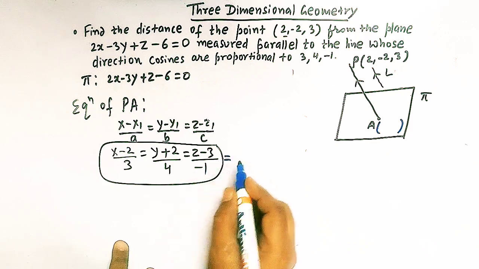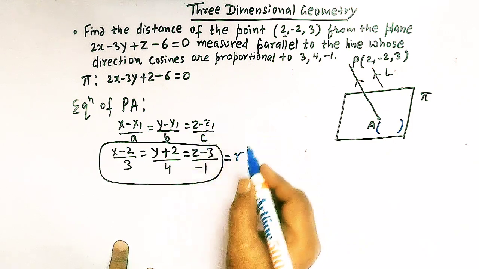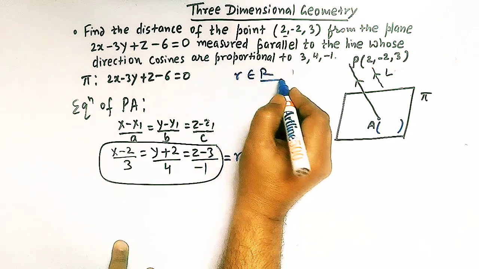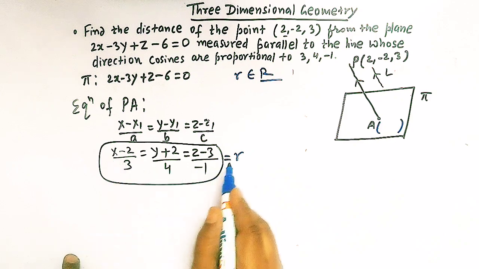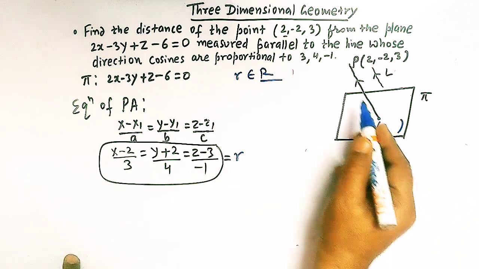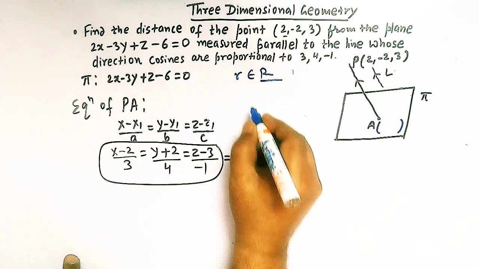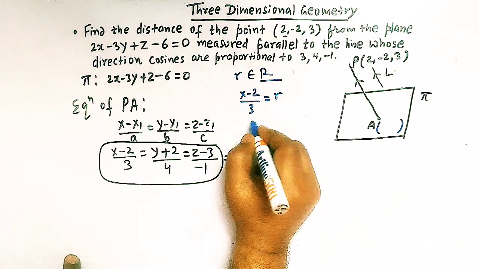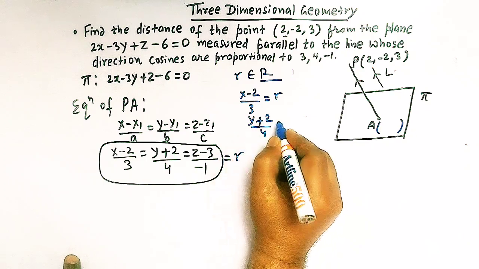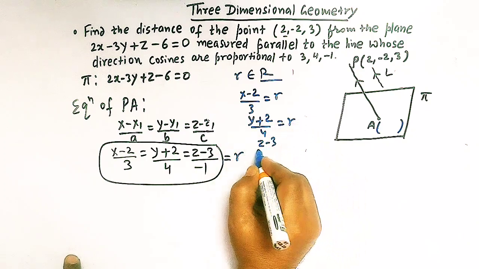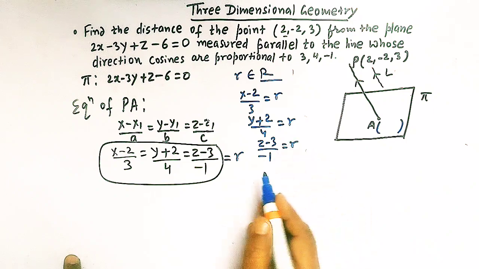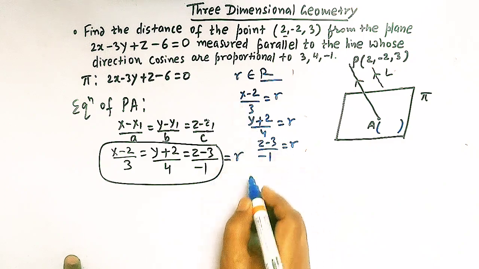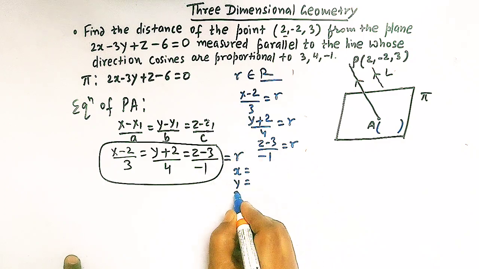So let us introduce here another scalar or a real number, say r. So r belongs to the set of real numbers, and the coordinates of any general point lying on this line PA may be obtained like this: (x minus 2) over 3 is equal to r, then (y plus 2) over 4 is equal to r, and (z minus 3) over minus 1 is equal to r. So we have three equations. So let us solve them for x, y, and z.